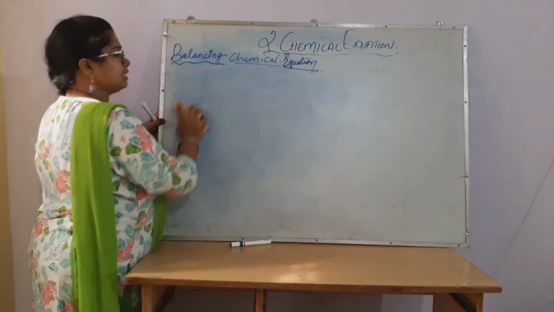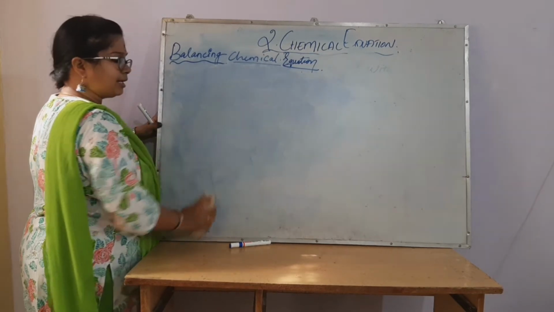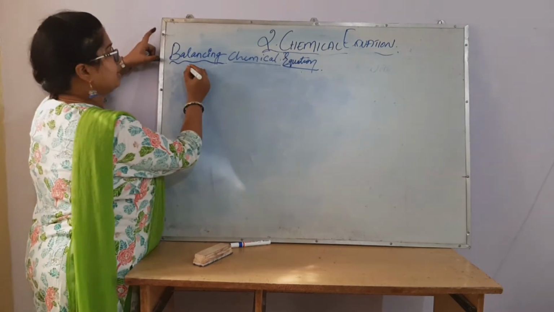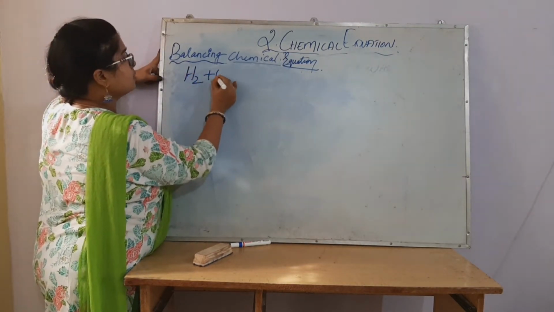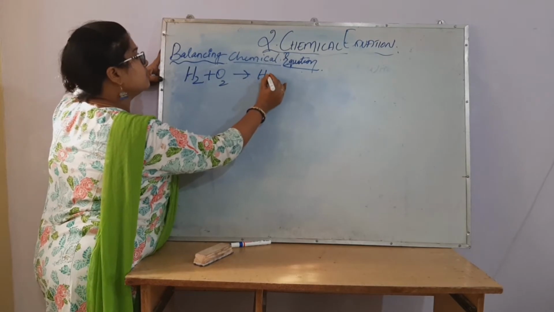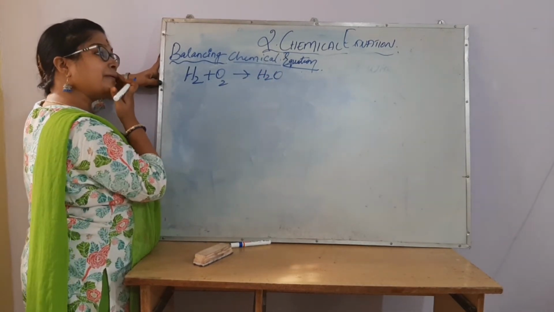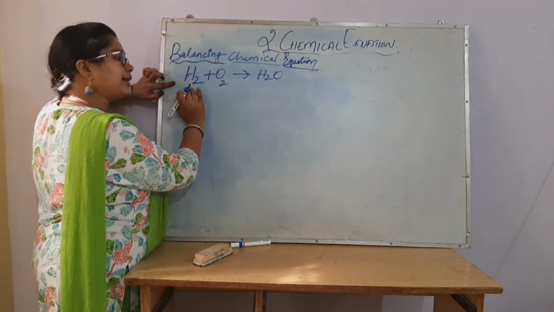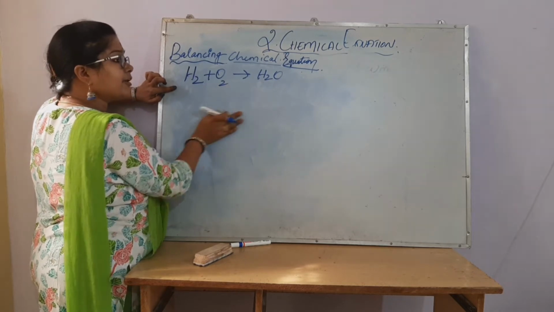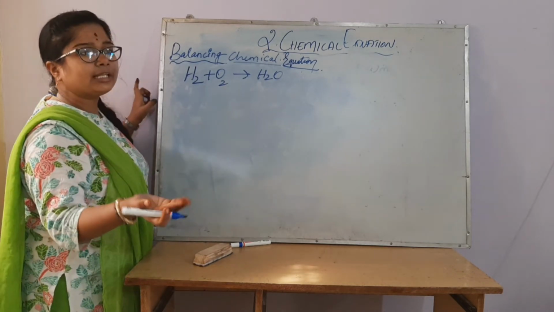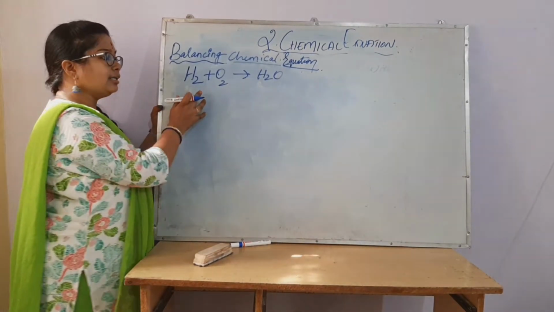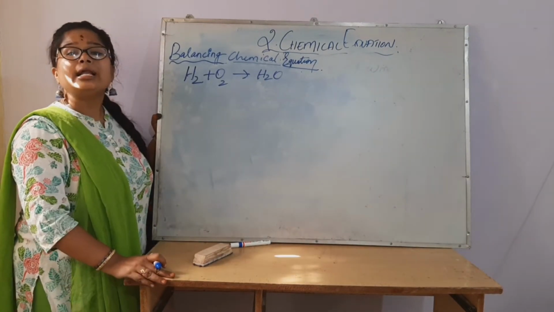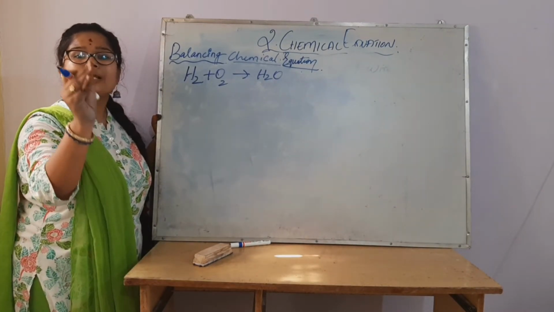Let us start how to balance a chemical equation. If something is given, H2 plus O2 will give rise to H2O. According to the law of mass conservation, the mass of the reactant should be the same as the mass of the product. After forming the product also, atoms are neither created nor destroyed. Here, in H2O, one atom of oxygen has been destroyed. So it is an unbalanced equation.